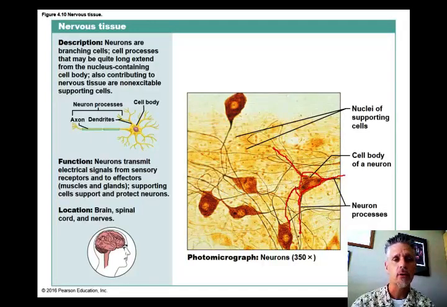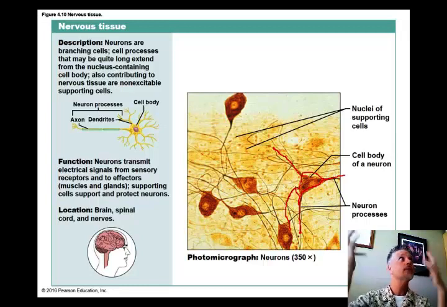in order to communicate and control. So neurons basically transmit electrical signals. Muscle cells contract, they're excitable. These ones, when you stimulate them, they receive the communication and then they relay the message on. So obviously found in brain, spinal cord, and different nerves around the body.